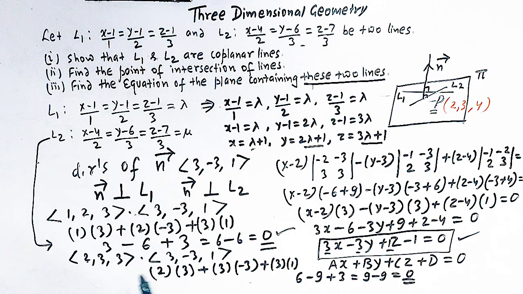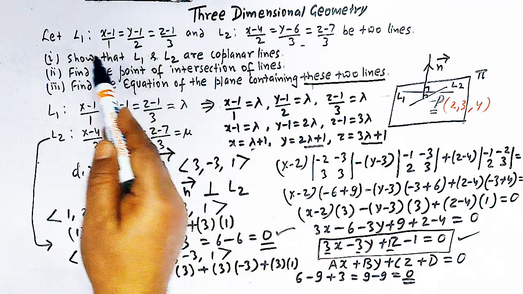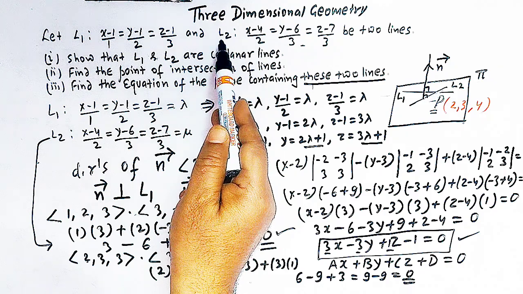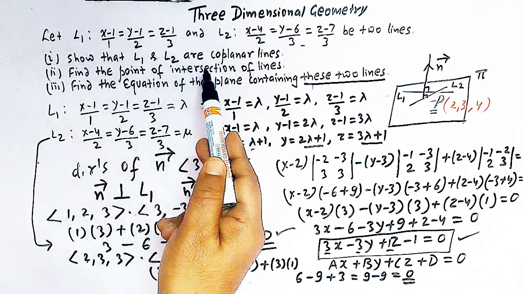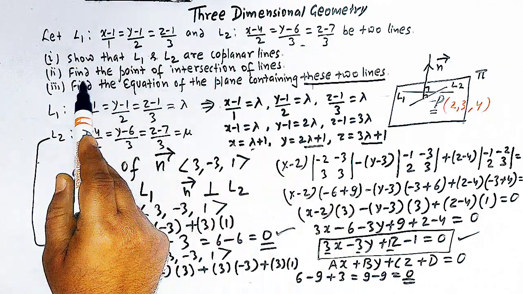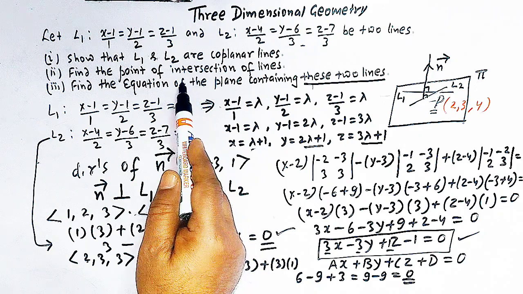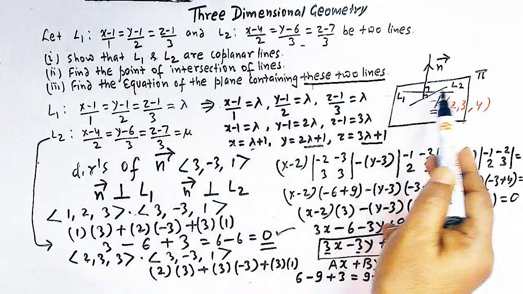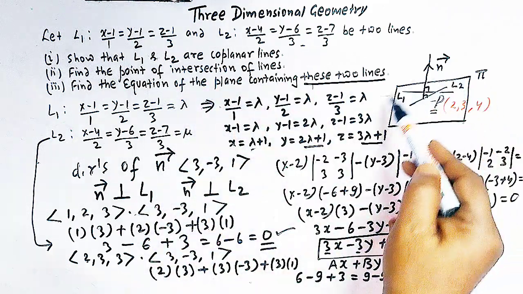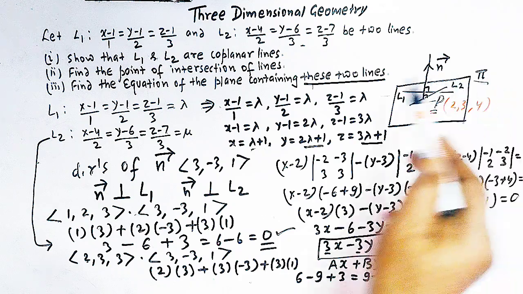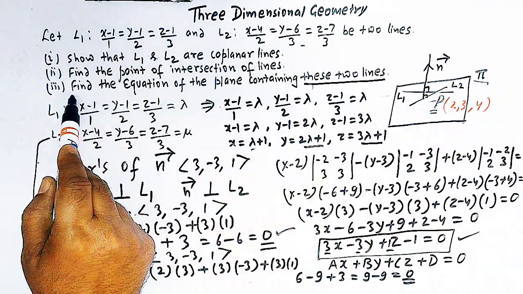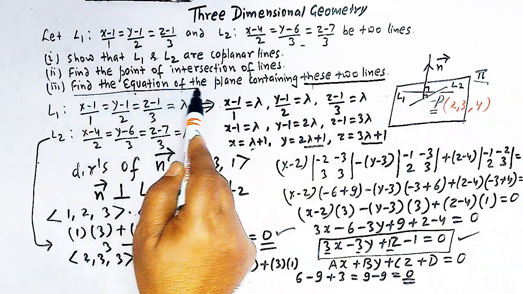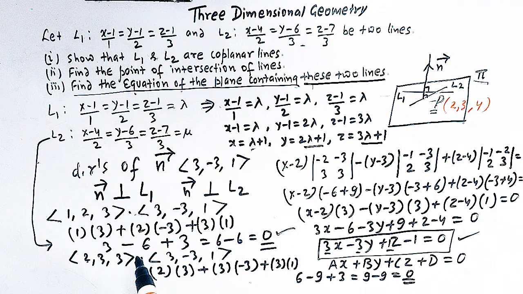So viewers, this is how we can show that if we are given two lines L1 and L2, and the lines are coplanar lines, we can find out the point of intersection of the two lines contained by some plane pi, and then we can also find out the equation of the plane containing these two lines.